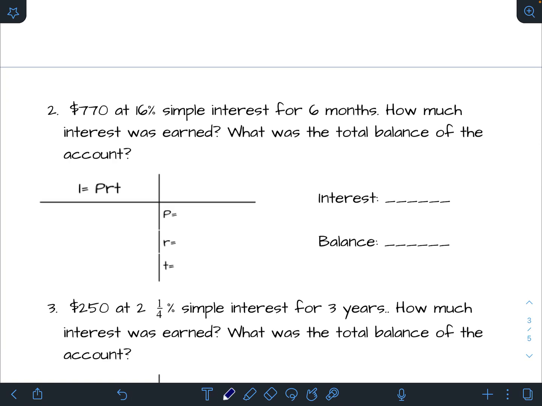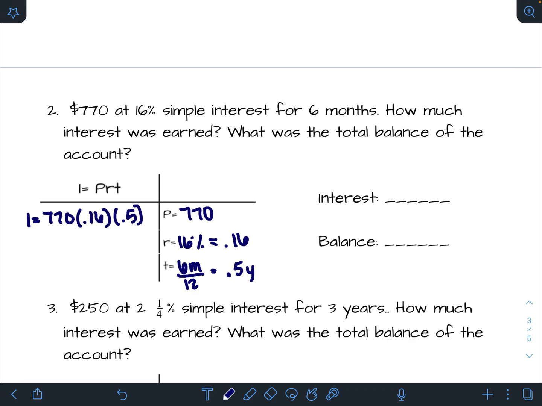Now on this next one, I know my principal is $770. It's 16% interest, which I would convert into a decimal, which would be 0.16. And it's telling me 6 months. So I have to take that 6 months and divide by 12, which would give me 0.5, or half of a year. So I'm going to substitute my values in: 770 times 0.16 times half a year. And I end up getting $61.60 in interest.